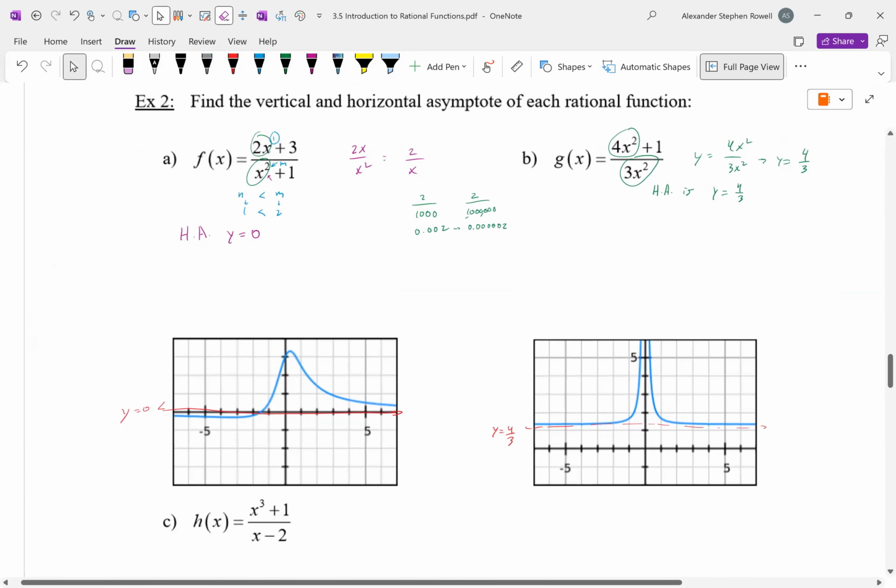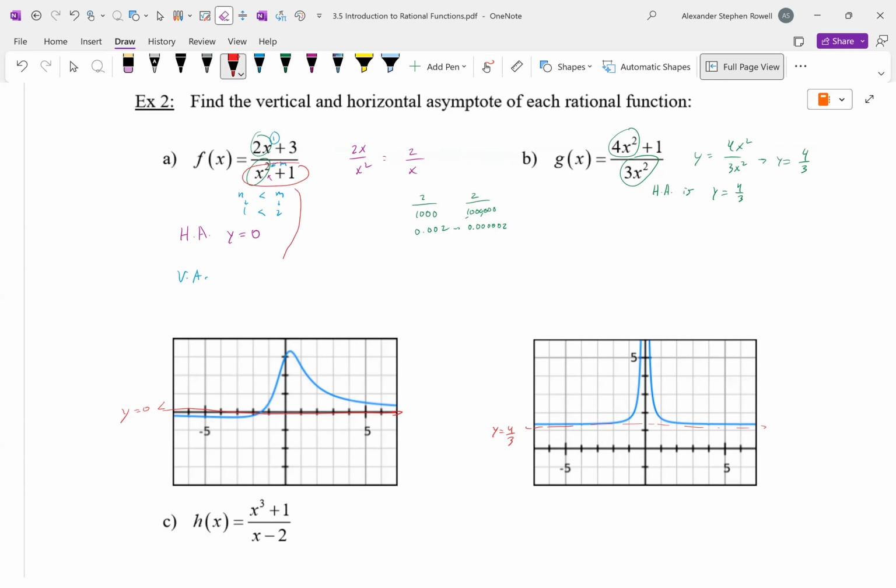Any questions about this so far? So the degree of top and bottom is the same. You just do the quotient of the leading coefficients. If the bottom has higher degree, then it's y equals 0. How do I know where my vertical asymptotes are? Review from yesterday. How do we know where the vertical asymptotes are? Where the denominator is 0, right? X squared plus 1 after it's reduced. This is reduced already.